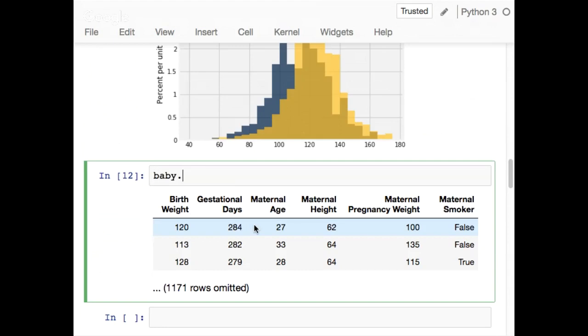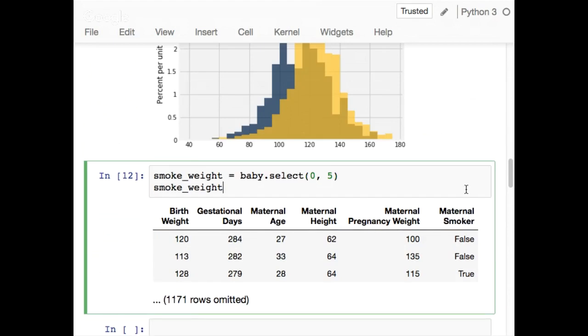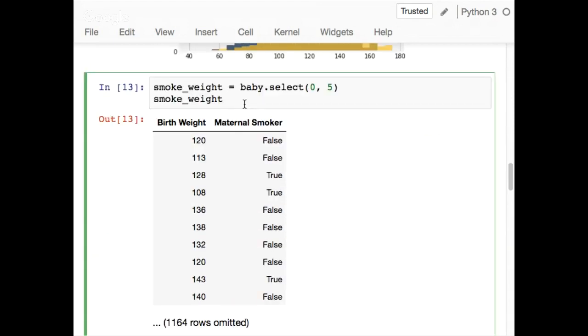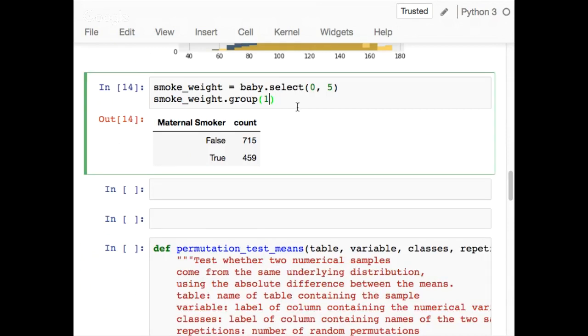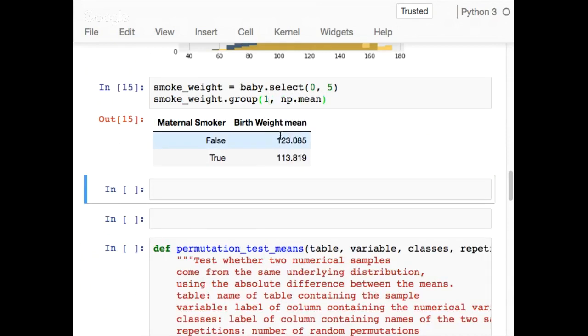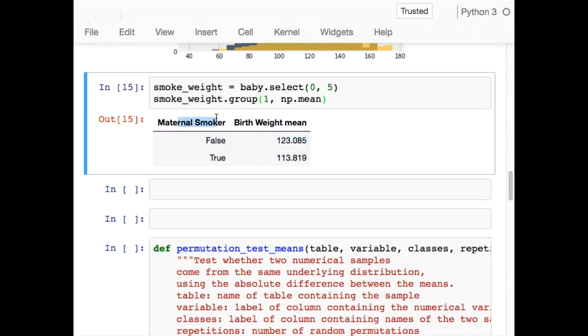So let's take baby and select out. Call this smoke weight, and just select out the two columns I'm interested in looking at. So select out column number 0, 1, 2, 3, 4, 5. Select out 0 and 5. So here's my smoke weight. And if I take that and group by the first column, we get that. But I want to do np.mean, so I can take the average weight. So if I group by the maternal smoker column and then average the other column, we get here the average weight.